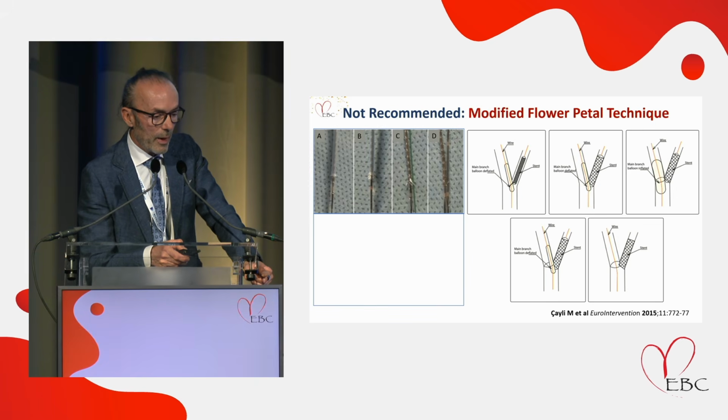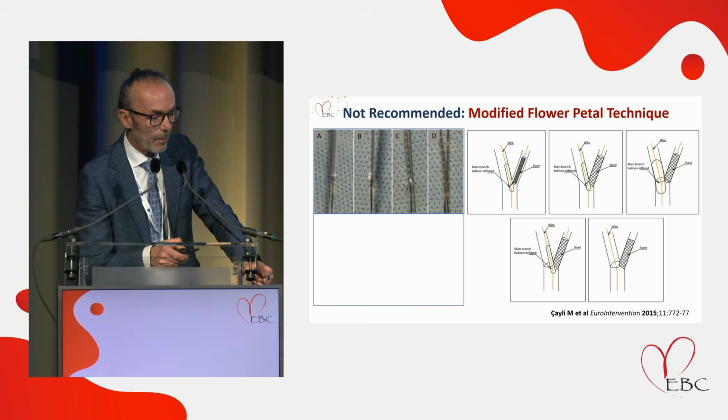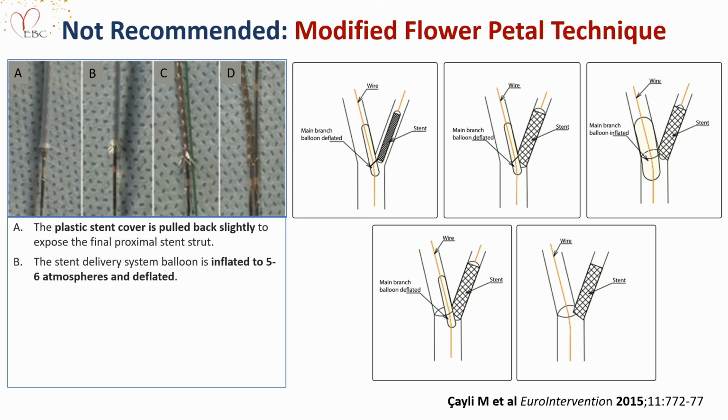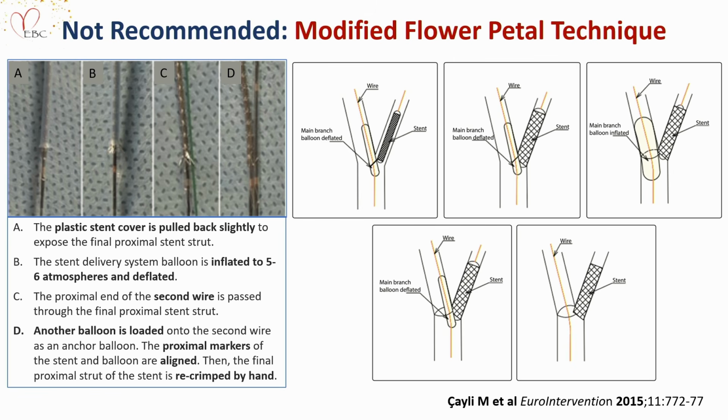Not recommended, the flower petal technique, because you have in A, on the left, you have to pull back a little this plastic covering of the stent, inflate the stent at 5-6 atmospheres, and then you have this opening of the struts of the stent. In C, you put a second wire in green, and in D, you put a balloon with the 2 markers loaded.